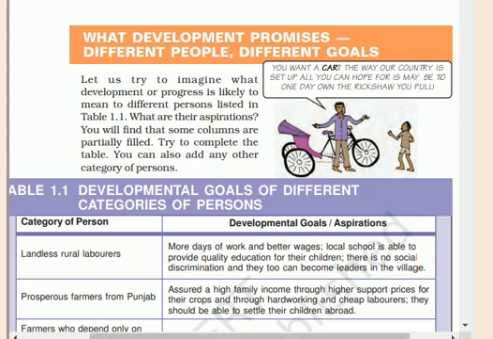But on the contrary, if we talk about prosperous farmers from Punjab, they need high family income through higher support prices for their crops and through hard work and cheap labor. So this is the contrary goal. Cheap labor, but the laborer needs better wages. Cheap means the farmer wants to pay less because they want to earn more, but the laborers want more wages. So this is the contradictory goal.